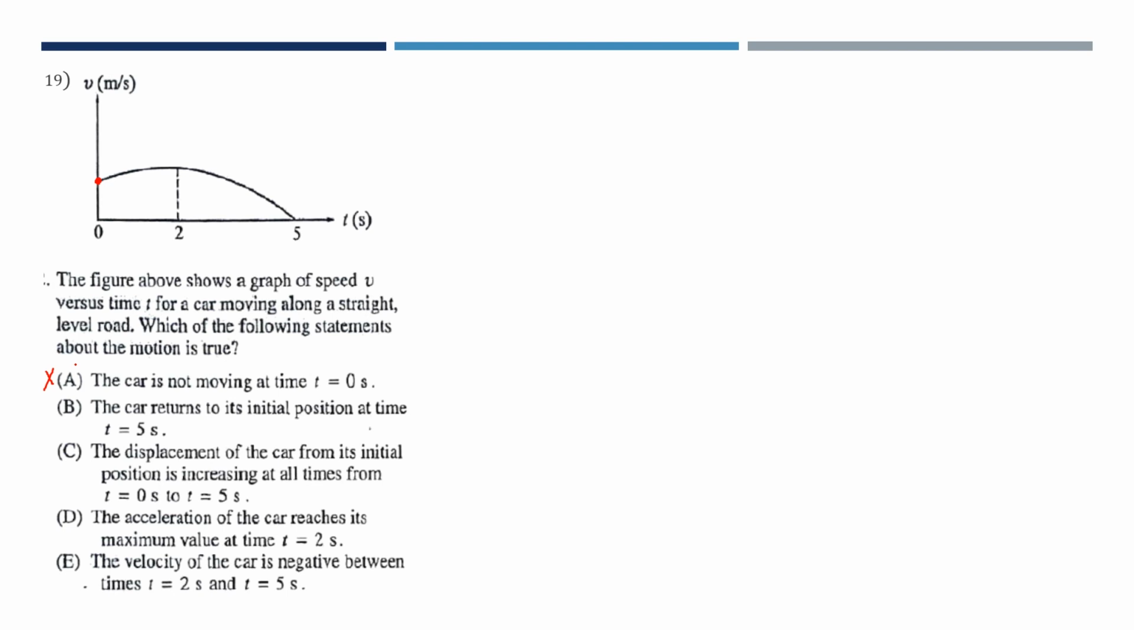B. The car returns to its initial position at time t equals 5. No, at time t equals 5 the car stopped. We have a 0 velocity. So the car was moving from t equals 0 to t equals 5, and then at the 5th second it stopped. It doesn't come back to its starting point. B is not correct.